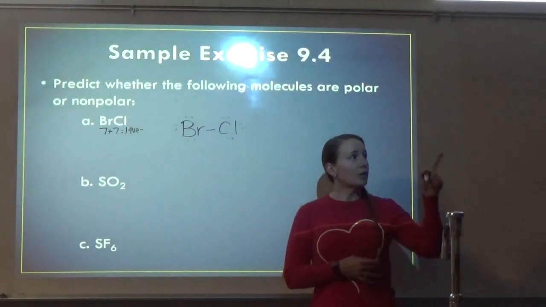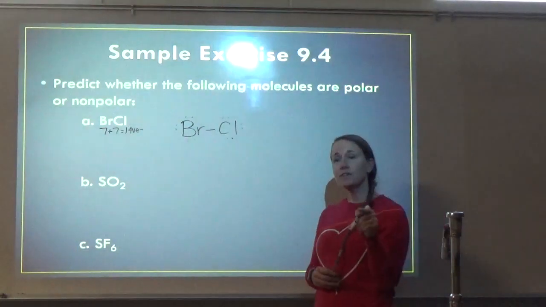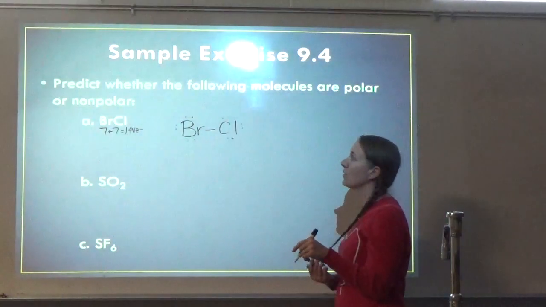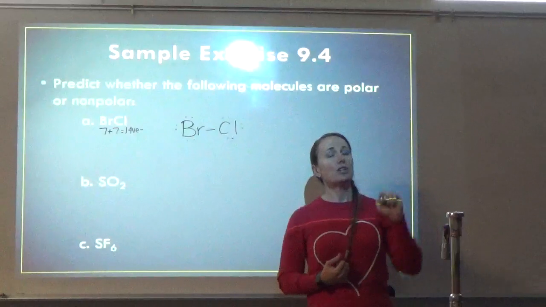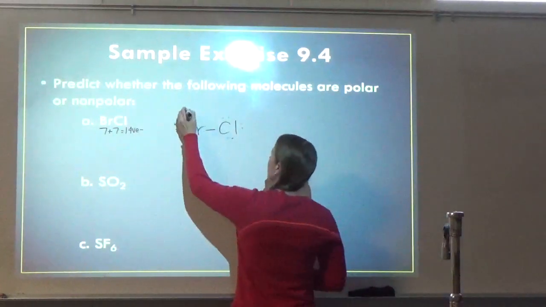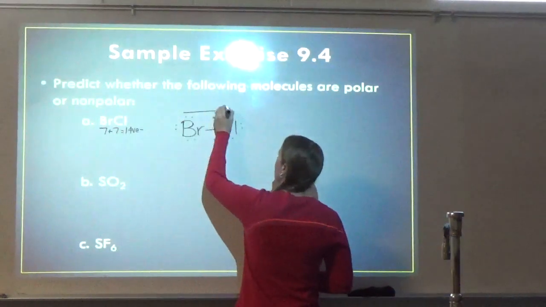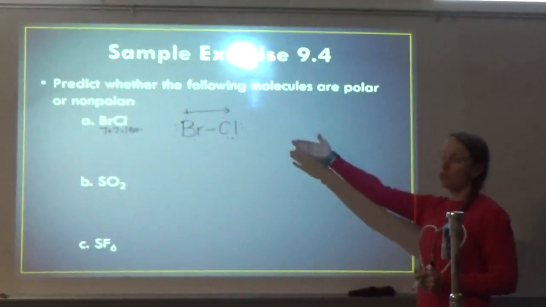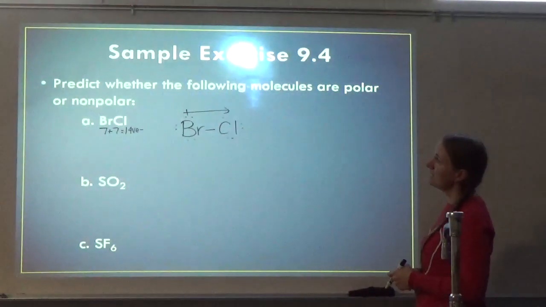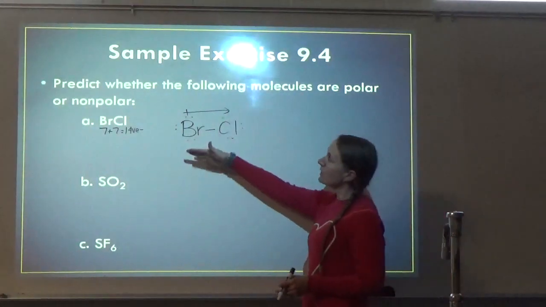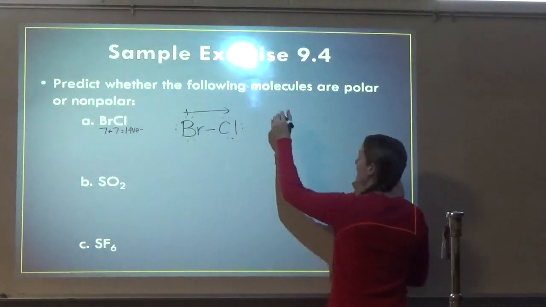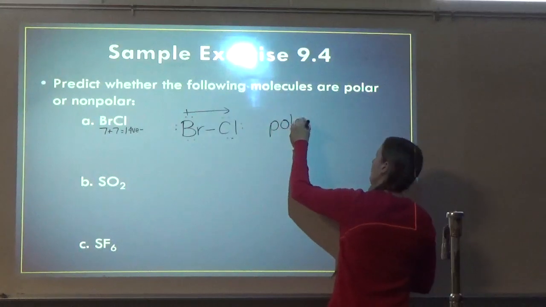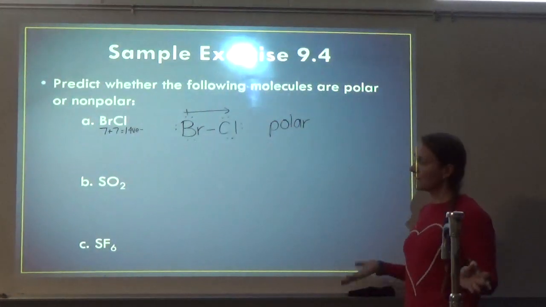If you look at a periodic table, remember F is the most electronegative element on the periodic table. Cl is closer to F than Br. So Cl would be the partially negative, Br would be the partially positive, or I could draw my dipole moment pointing towards Cl. Since there's no other dipole moment in the opposite direction to cancel it out, this molecule would be polar.